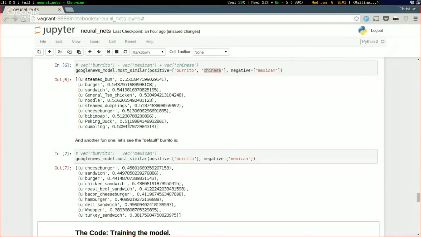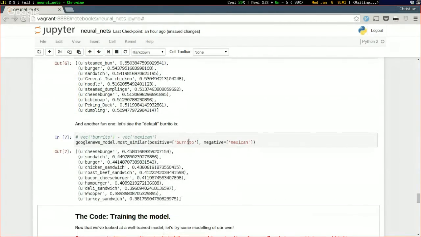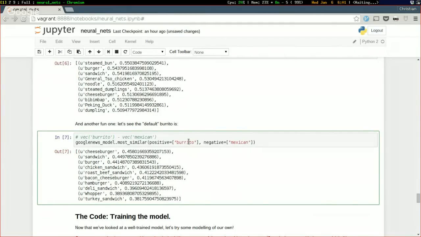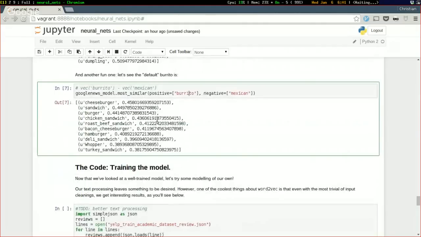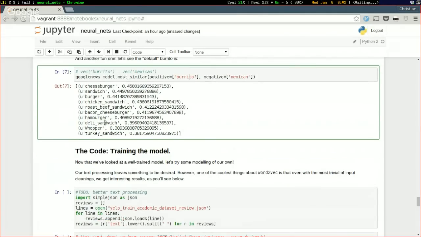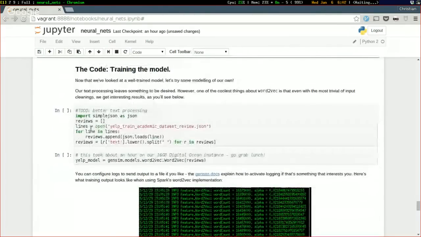And similarly, if we take burrito and subtract the Mexican connotation from it, we're left with default American foods, which does say something about the Google News data set. It's kind of interesting, right? But emblematic American foods is what we end up with. So that's the baseline we're working with, and let's see if we can come up with anything better or more interesting by using the Yelp data set.